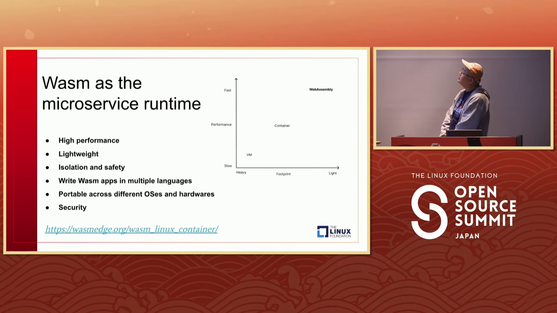This is a plot that I often show. It may be a little small, but the y-axis is about performance: lower is slow, higher is fast. The x-axis is footprint: on the left is heavy, on the right is light. We can see virtualization technology has gone through multiple iterations over time. When cloud computing first started, what is cloud computing? Someone said, and I like the quote very much, that cloud is just somebody else's computer. You are running your code on somebody else's computer. That is called cloud computing.